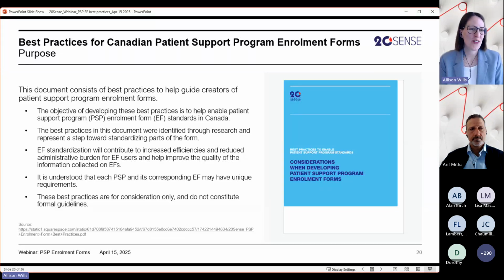So the objective I went over. The best practices in this document were identified through research and represent a step forward in standardizing parts of the form. And as we mentioned, enrollment form standardization will contribute to increased efficiencies and reduce administrative burden for enrollment form users and help improve the quality of the information collected on the EFs. So it's understood as well, very important, that each PSP and its corresponding enrollment form may have unique requirements. And these best practices are for consideration only. They don't constitute formal guidelines.